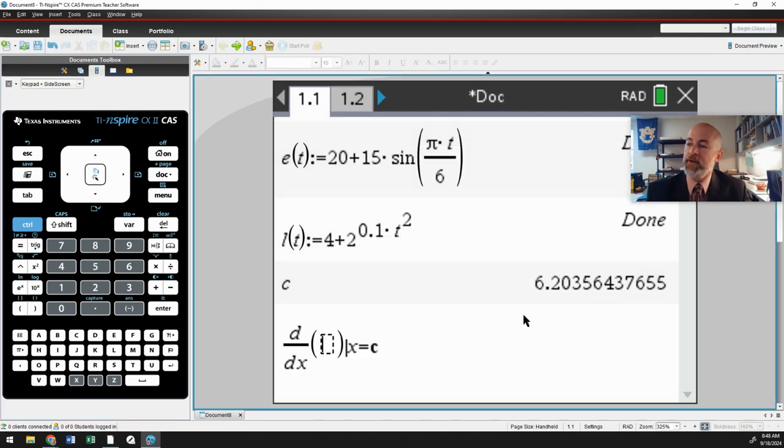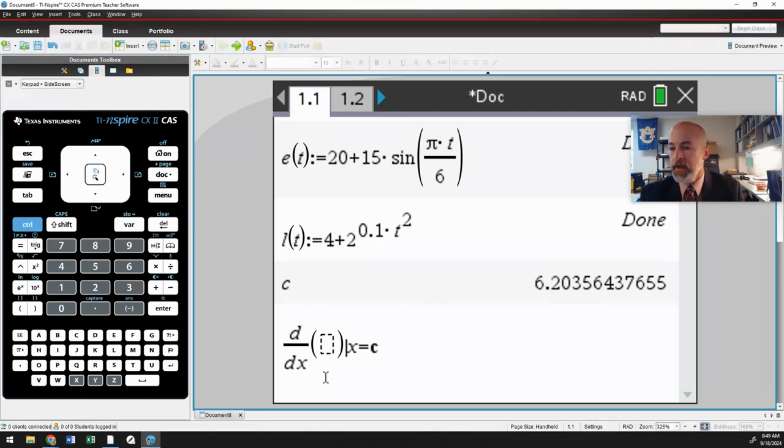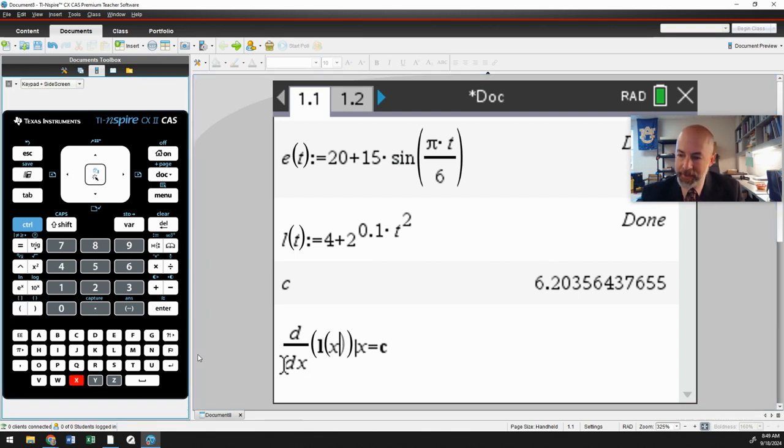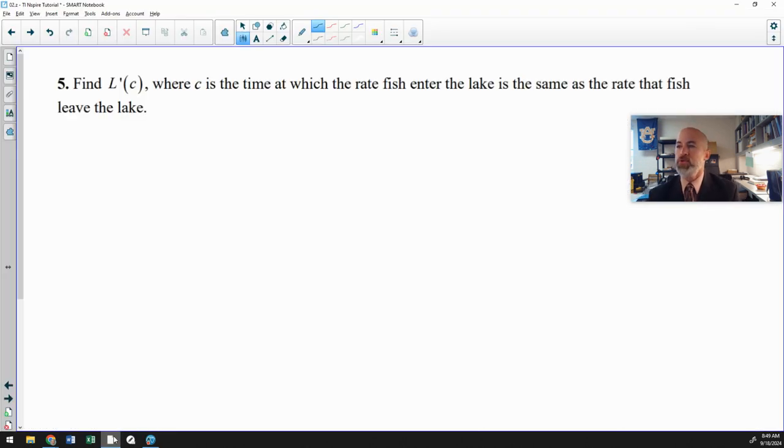I want to plug into the first derivative. I click OK, it pops up this template, and then you simply enter the function whose derivative you are evaluating, and I believe it was L. I want the derivative of L of T, but remember I said d dx, so I need to say L of X, such that X equals C. I'm in the habit of hitting Control Enter to force decimals, and I'm getting the answer of 12.3875.